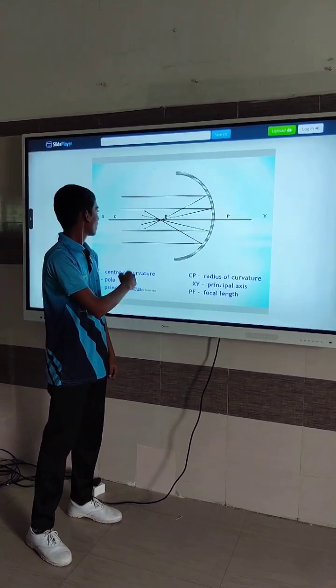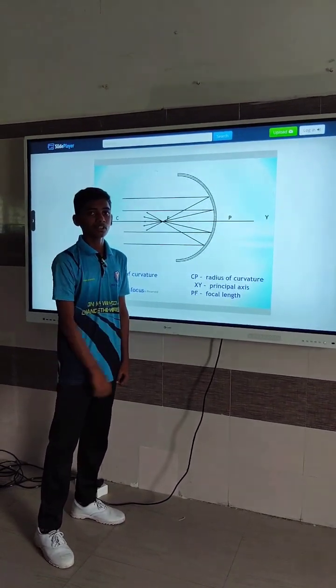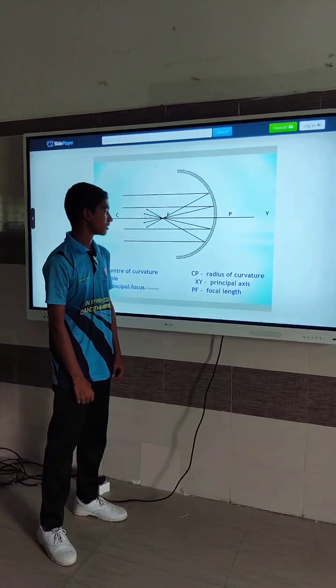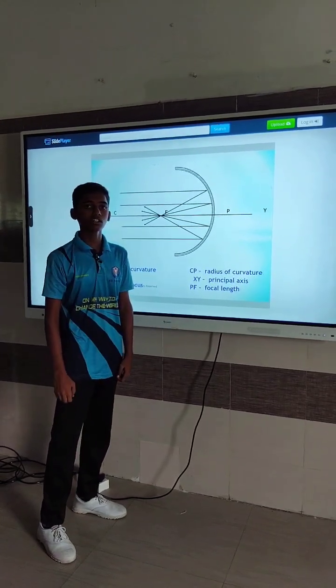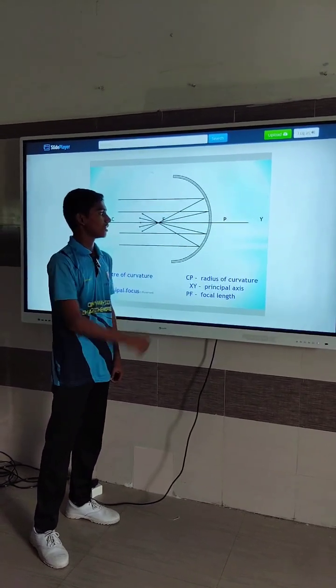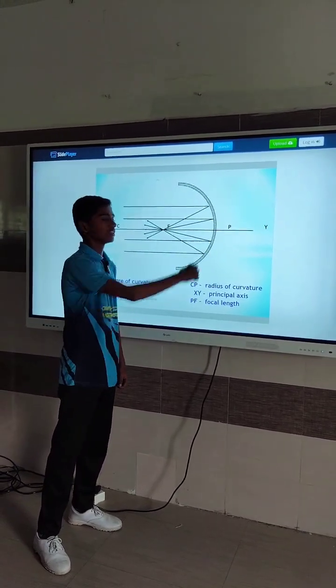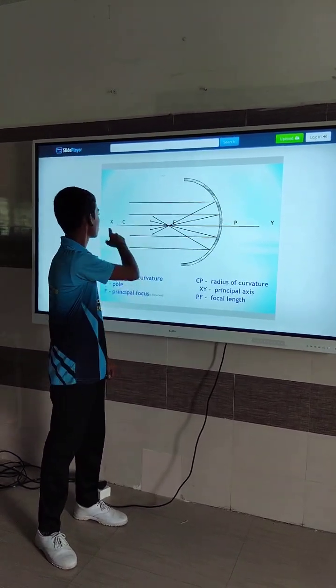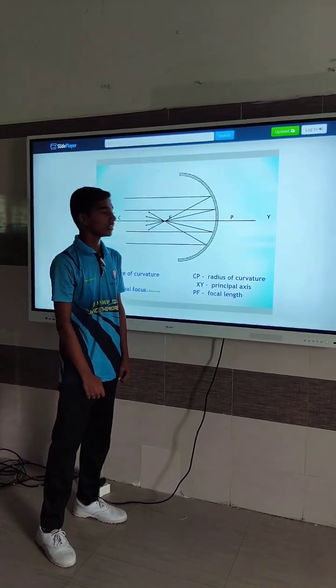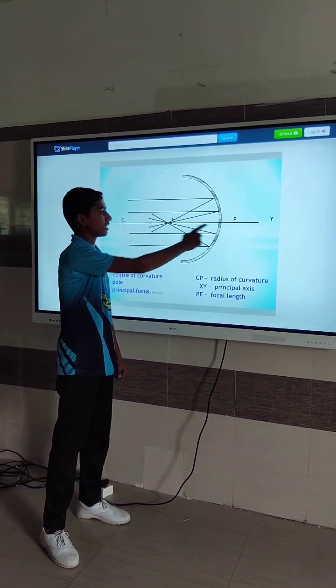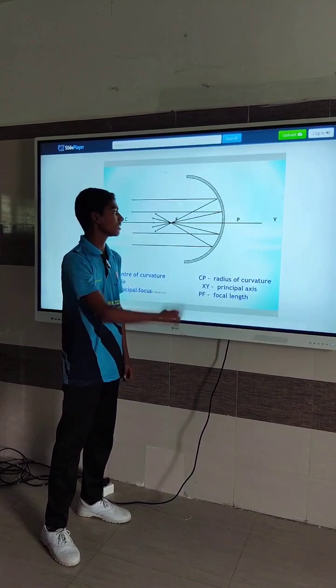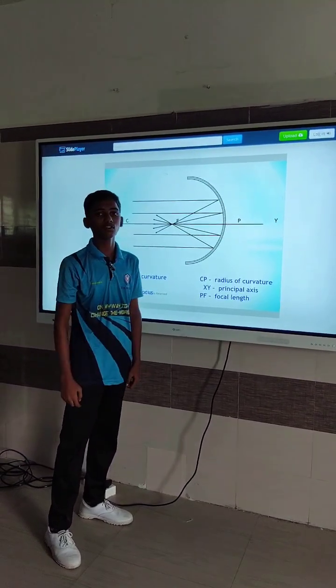In a ray diagram we will see the terms of spherical mirror. C denotes the center of curvature, F denotes the focus, P denotes the pole, and XY denotes the principal axis. The distance between C and P is equal to the radius of curvature. The distance between F and P is the focal length.